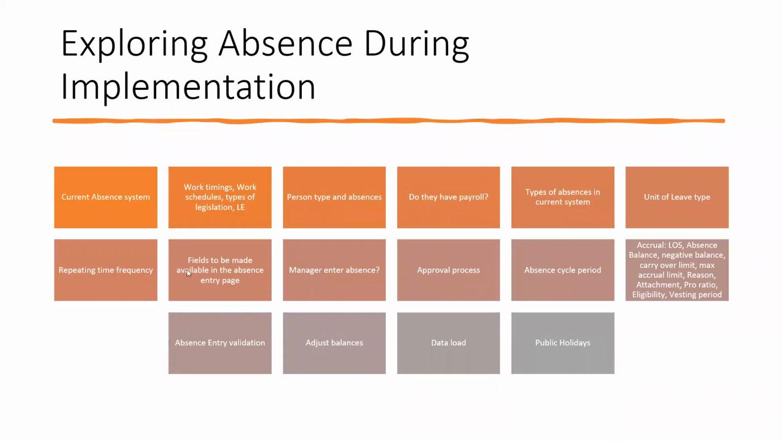So the next thing is the fields to be made available in the absence entry page. What are all the fields that we could actually have in the page for different absence types? For example, when an employee selects the vacation leave type, what are all the fields that they should have? Like absence start date, absence end date. Should there be a reason? Should there be an attachment? These are all the things that we need to check against each leave type, so that they would be clear enough to understand that when employees try to record any absences, these are the ones that would be made available.